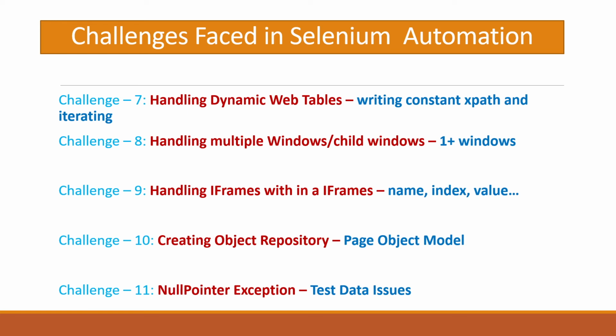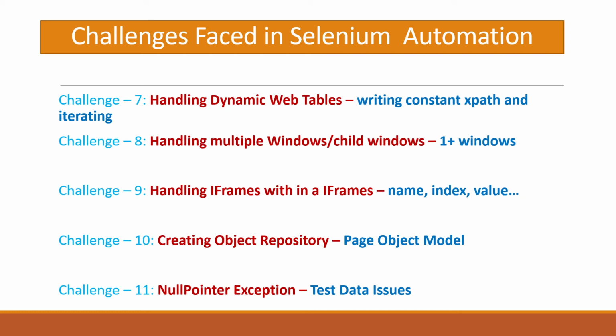Okay, so how can we deal with a frame? With the help of frame name, frame index and frame value. If I want to switch from the child frame to the parent frame, how can we switch? With the help of default content. If you use driver.switchTo().defaultContent(), it will always move your driver focus to the parent frame only. If you use any one of these methods like frame name, frame index or frame value, it will work accordingly.